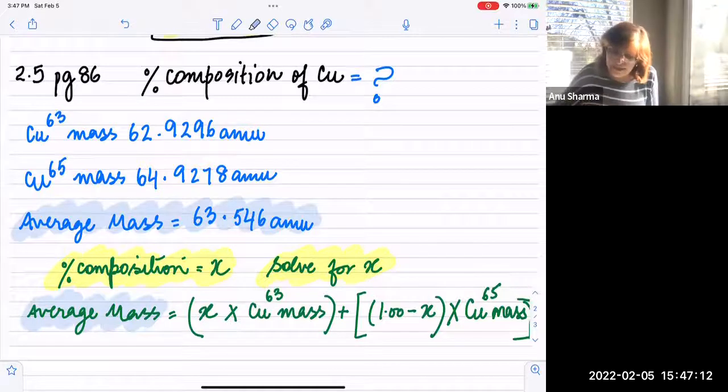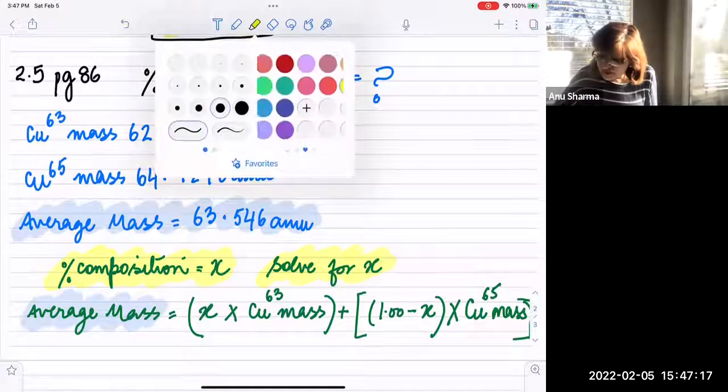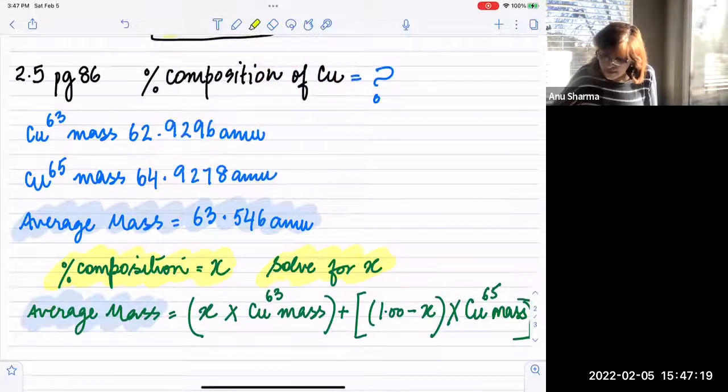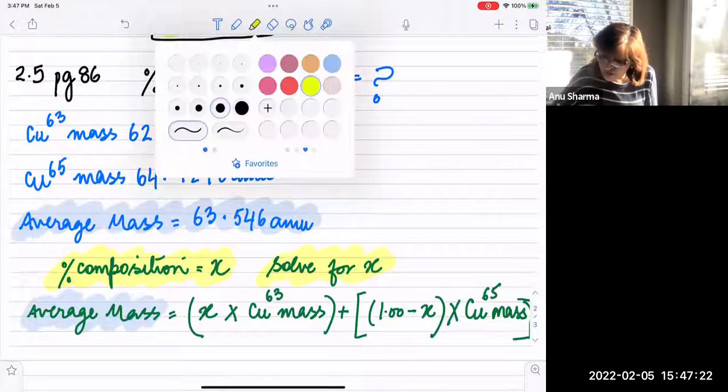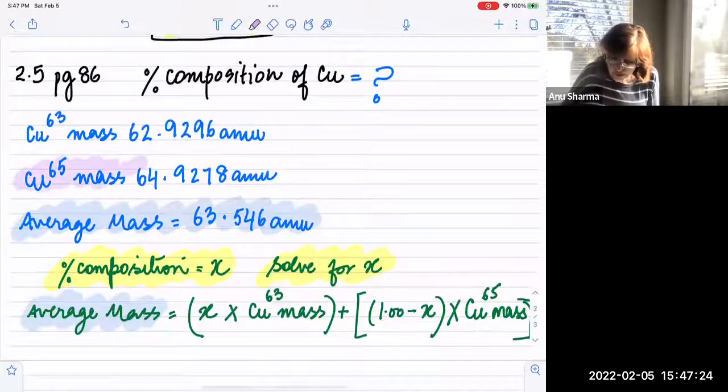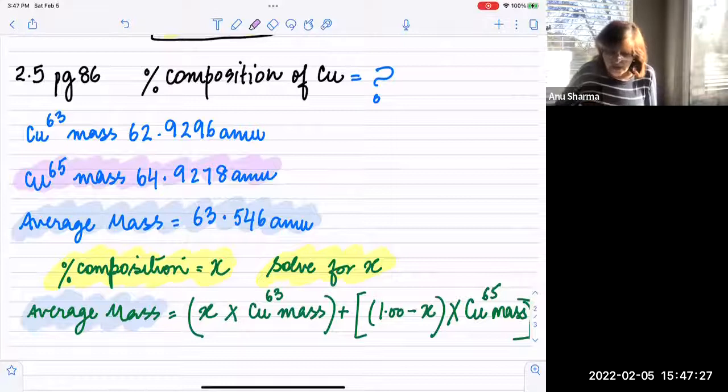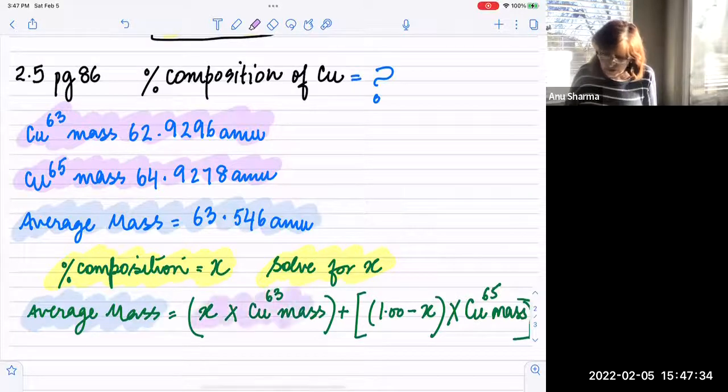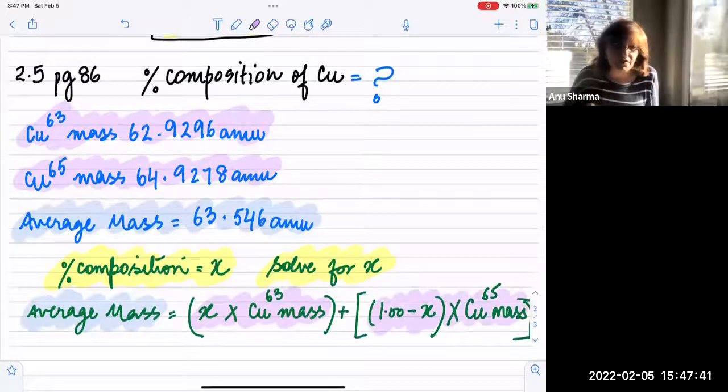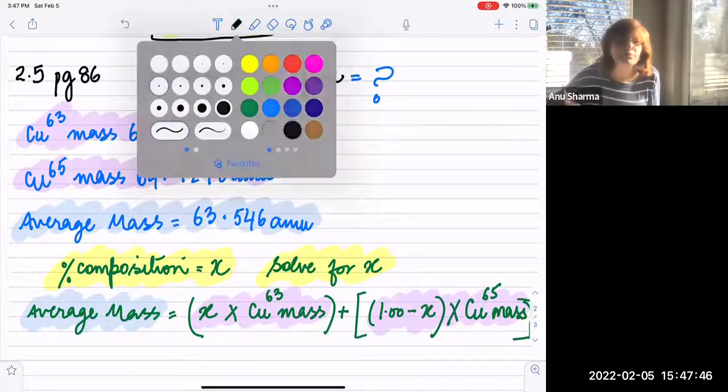And then we take the next one, which is copper-65 mass, and then the copper-63 mass. Okay, it doesn't matter because we're solving for X. So let's say X times the mass of copper-63, added to 1 minus X times the mass of copper-65. Okay, so we set up the problem like this, and the rest is just putting in the numbers.